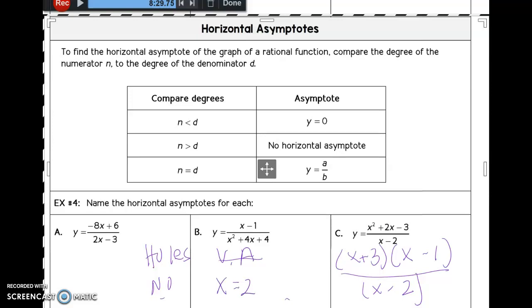Okay, that's my bottom. And then here I have to come back up and look. Okay, what do I have? I have a 2 on top. 2 is larger. Therefore, I have no horizontal asymptotes. So, horizontal asymptotes, none. Hopefully that kind of gives you a quick description on how to do this.